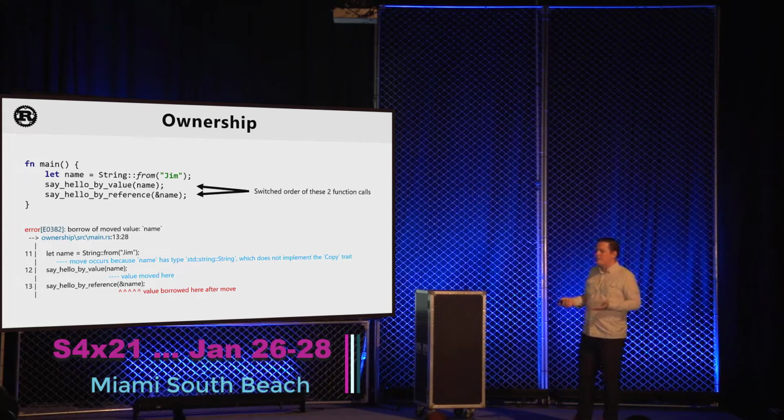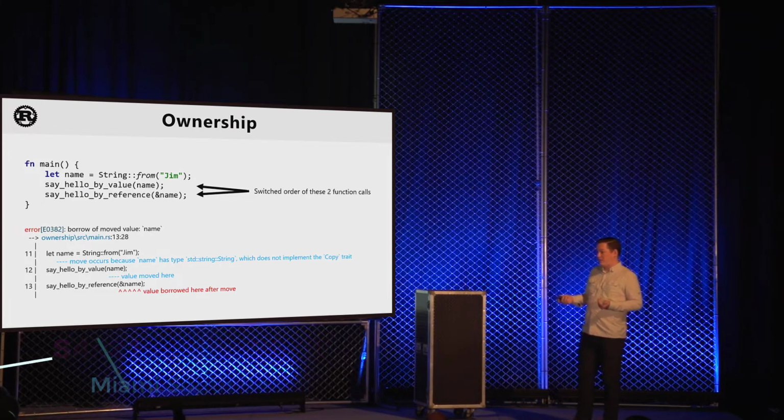So this is an example of the Rust compiler basically preventing a use after free, if that makes sense. And you can see that it's very helpful, telling you exactly where these different things occurred and telling you why you can't do that.